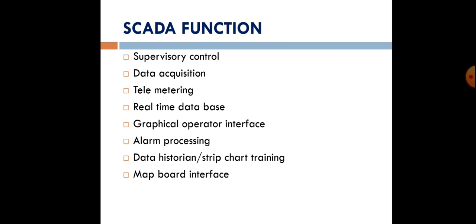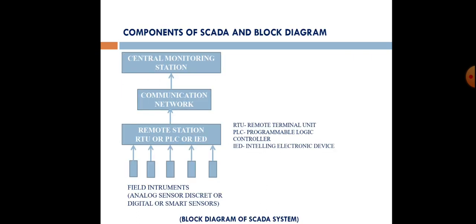Now see the functions of SCADA. Various functions of SCADA are listed below. First, supervisory control. Second, data acquisition. Third, telemetering. Fourth, real-time database. Fifth, graphical operator interface. Sixth, alarm processing. Seventh, data historian or strip chart trending. Eighth, map board interface. So these are the functions of SCADA. Now we see the components of SCADA and block diagram. See the figure, the block diagram of SCADA is shown.